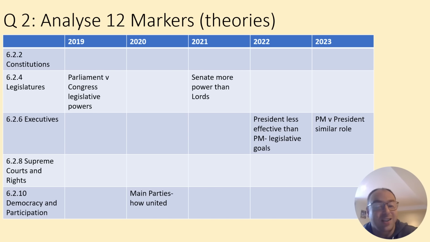Democracy and participation is an enormous section of the spec, and there's lots and lots of stuff in there. So interest and pressure groups, elections, all kinds of different things that could come out of that one as well. So there's plenty there to do.